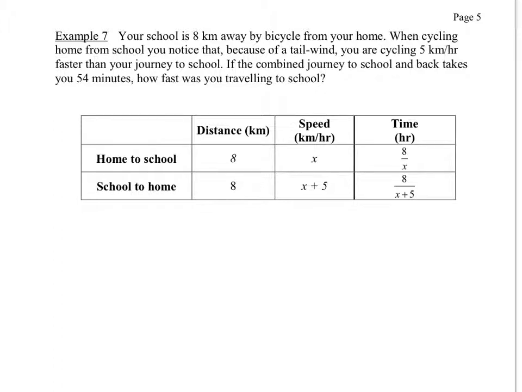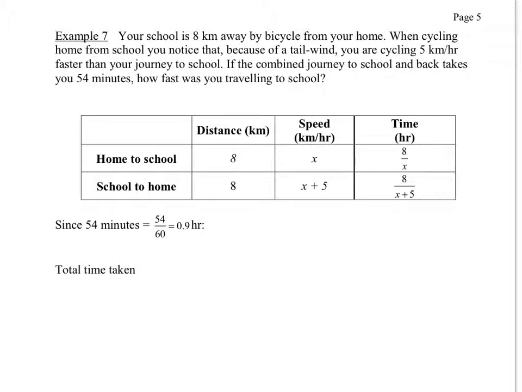Now this 54 minutes causes a little bit of a problem because it's a different unit of time from the hour that we're dealing with in the speed. We need the same unit of time. So we're going to have to change the minutes into hours. And to change the minutes into hours, we just divide by 60. 54 minutes is equal to 54 sixtieths of an hour, so 0.9 hours.